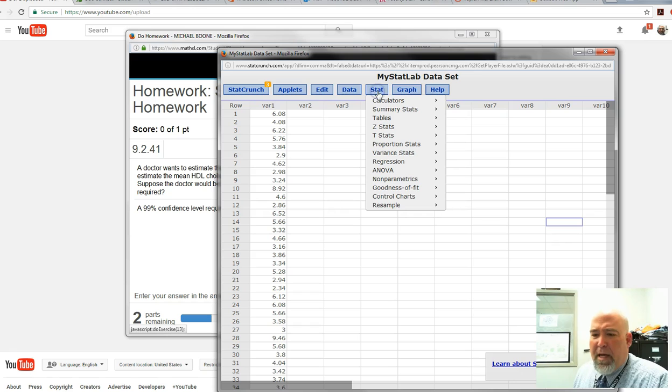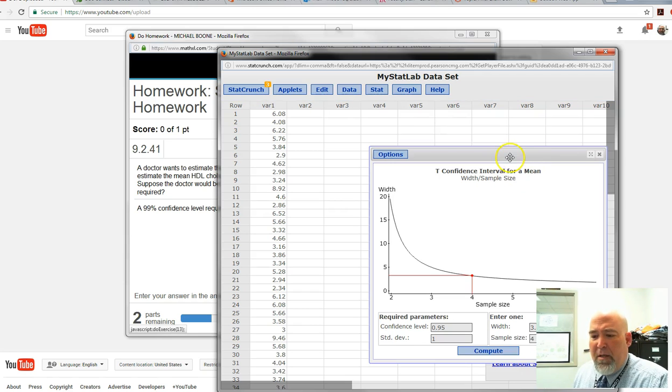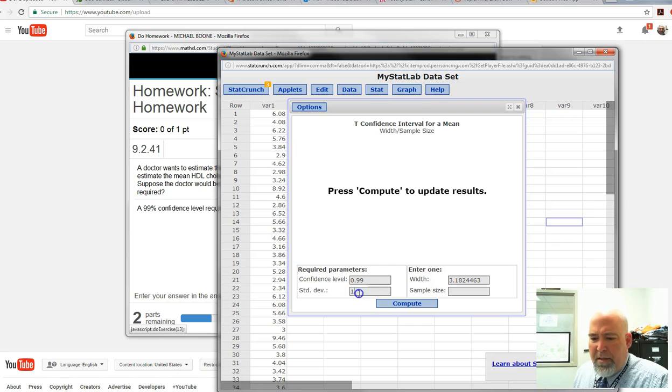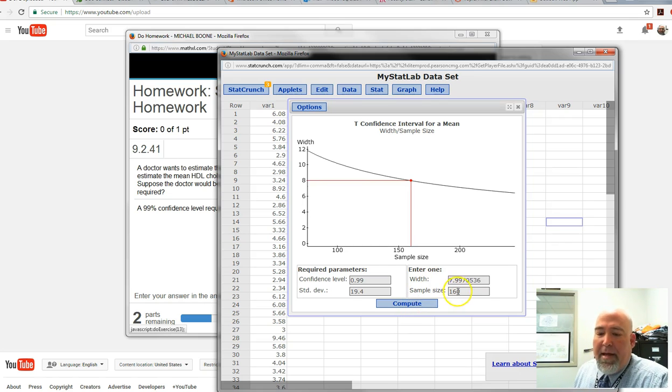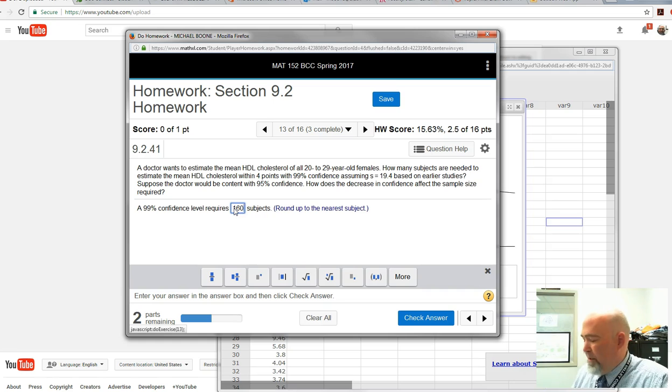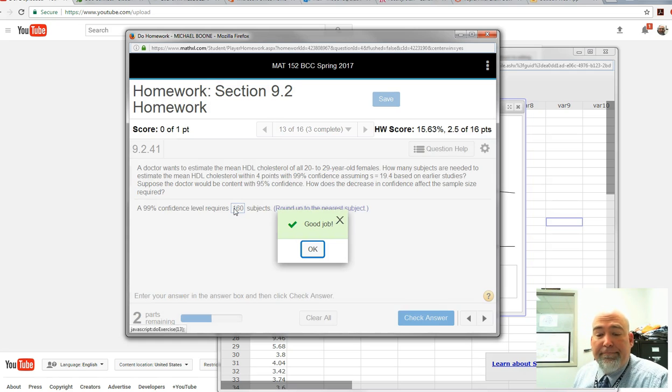and I'm going to go into my stat, my t-stat, one sample, width, and sample size. It's going to ask me for certain things. I think it was 99% confidence. My standard deviation was 19.4. And then my width said plus or minus 4 points. These aren't percentages, these are points. So plus or minus means 4 to the left, 4 to the right, so I have a width of 8. And that will give me my sample size needed, 160. So I can come over here, type in 160, and I'm good. So hopefully this will help with some of section 2.